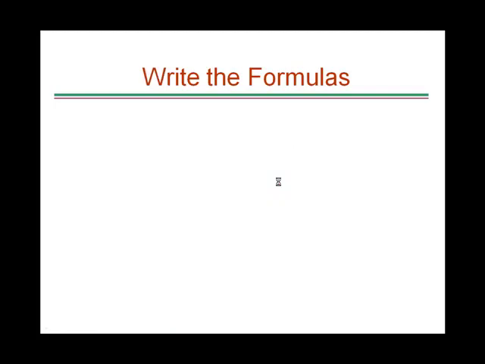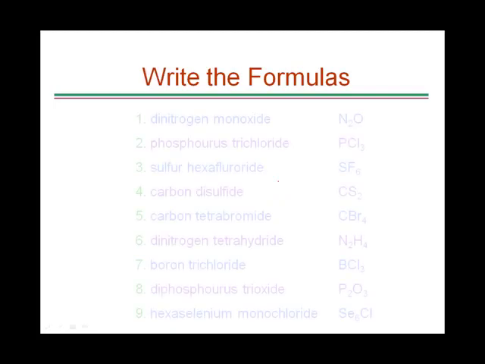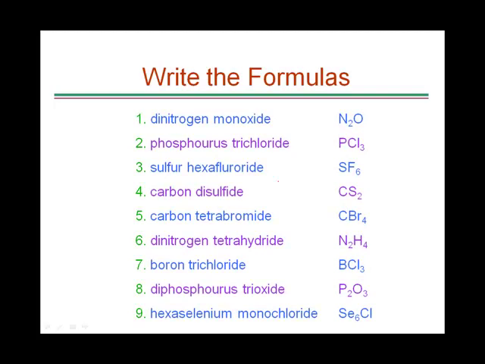Here are your answers. Okay, so notice how there's a 2 there and a di. And mono means 1. This 1 right here, since there's nothing out here, is understood. Phosphorus trichloride, this 3 comes from that. Sulfur hexafluoride, the 6 comes from this, so on and so forth.